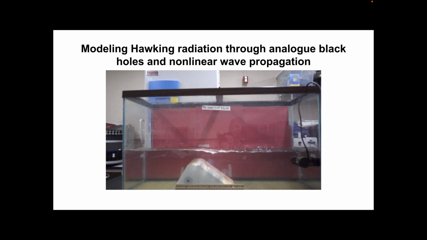In my project, water flows one way and waves try to travel against the flow. If the flow gets fast enough, there's a point where waves can't escape upstream anymore. That point acts like a black hole horizon, the point of no return in a black hole.